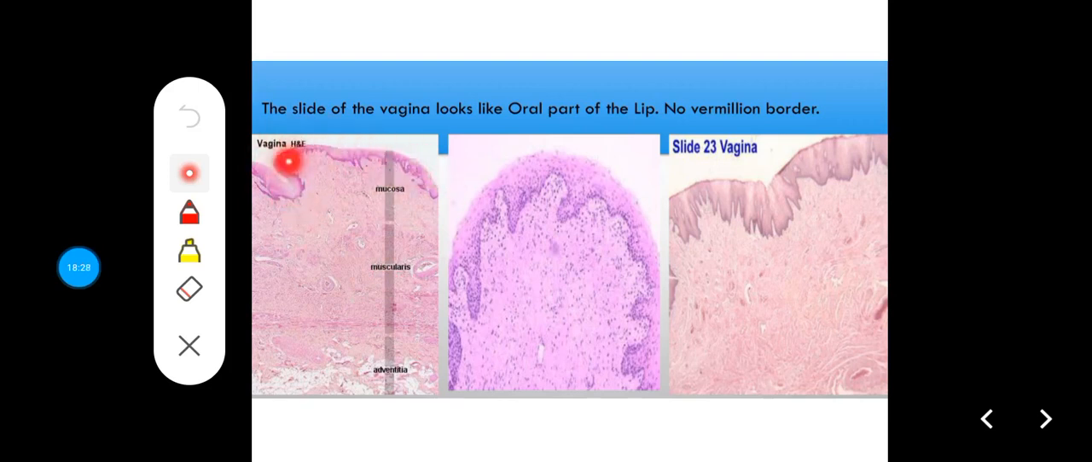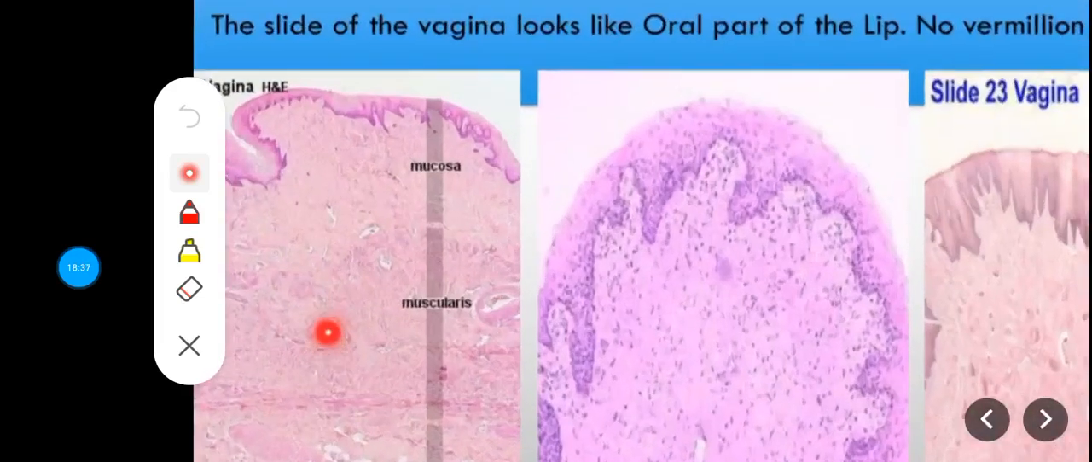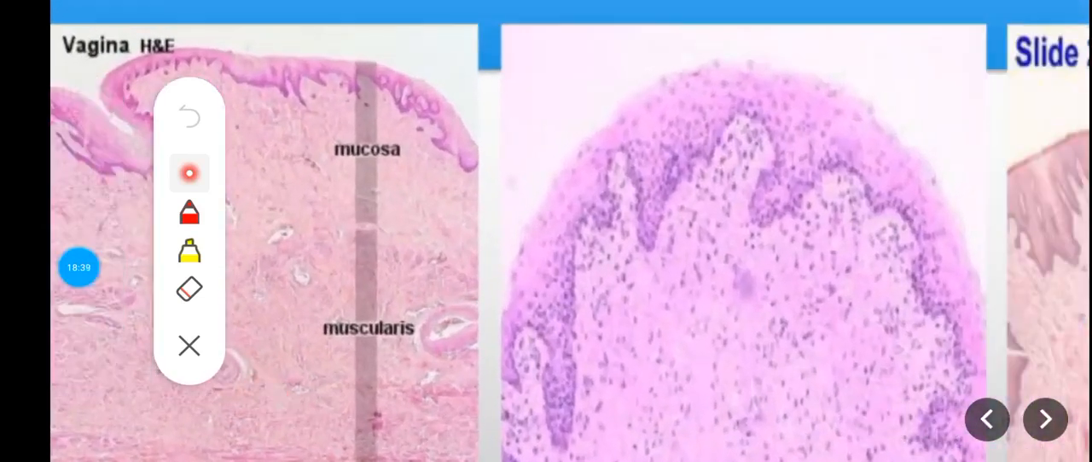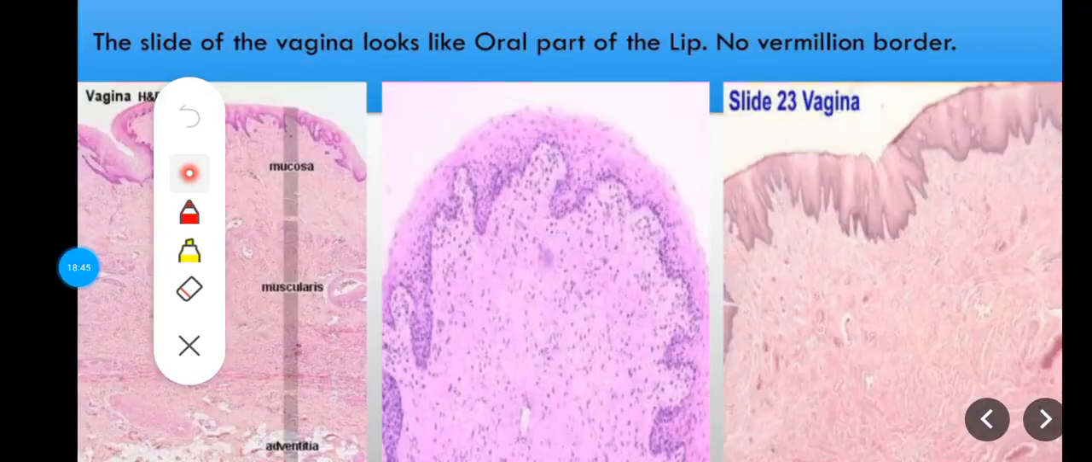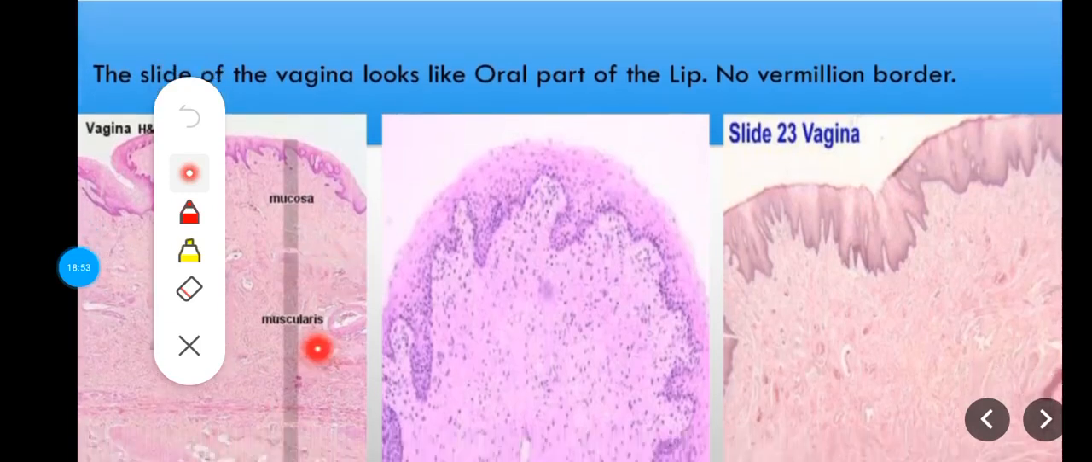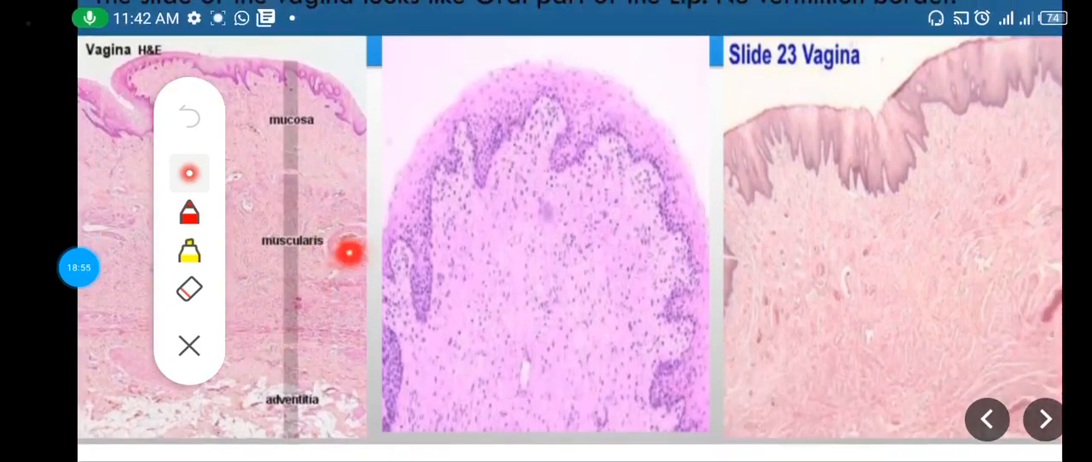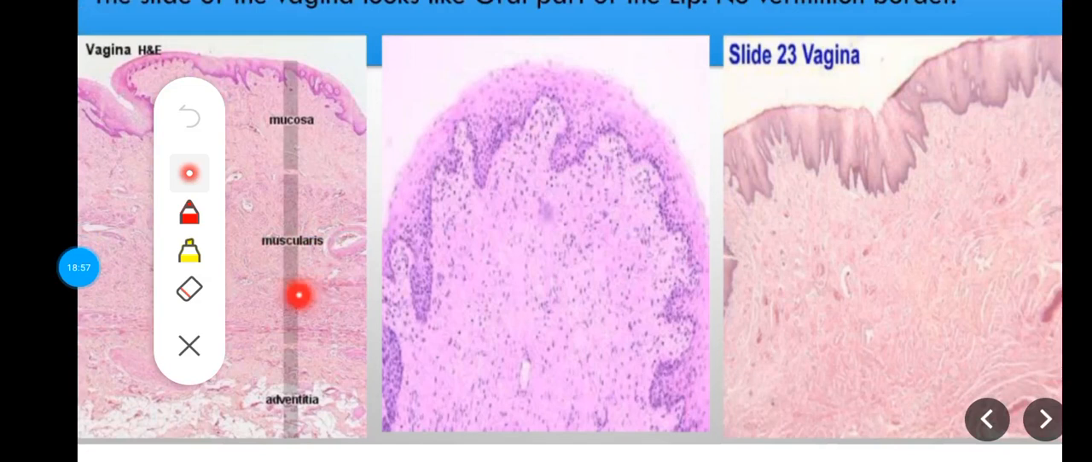So look at the mucosal fold, the transverse mucosal fold, and look at the way the mucosa stains poorly. So the pale staining mucosa, and then if you zoom in, you will appreciate the numerous blood vessels within the lamina propria. So these circular spaces are numerous within the lamina propria. So that's the mucosa. Then the muscularis layer, which is the inner circular muscle layer and the outer longitudinal muscle layer, and then the adventitia.